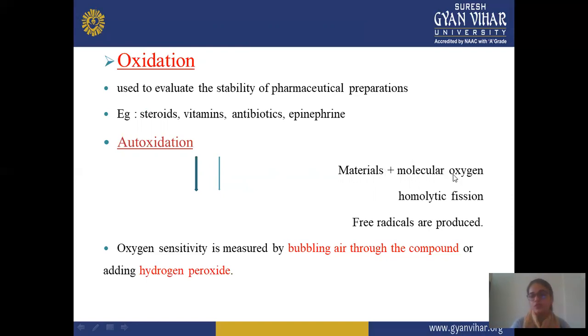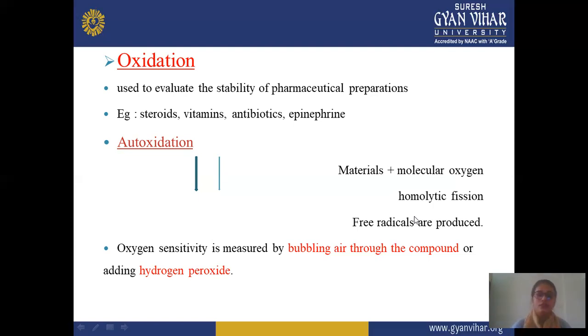In this, material plus molecular oxygen shows homolytic fission, and then it will release or produce free radicals. Suppose your material contains a certain amount of molecular oxygen. Due to the presence of this oxygen, homolytic fission occurs, and this homolytic fission is mainly responsible for releasing or producing free radicals. This process is known as oxidation, and it is also known as auto-oxidation because it takes place by itself due to the presence of certain environmental conditions.